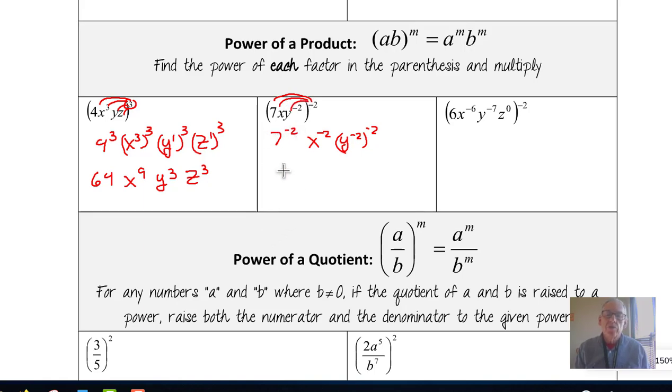7 to the minus 2. 7 squared is 49. To the minus 2 means it's in the bottom. We have 1 over 49. X to the minus 2 means we have 2 x's that should be in the denominator. So we have 1 over x squared out of that one. And y to the minus 2 actually gives us y to the 4th.